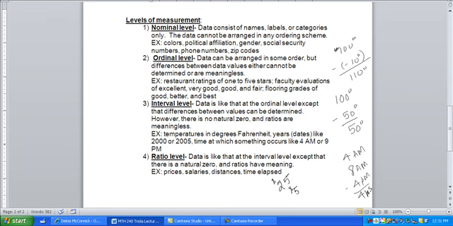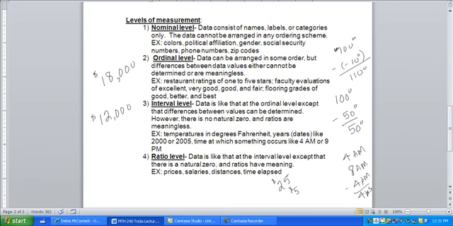Salaries, if someone makes $12,000 and someone else makes $18,000, then the person making $18,000 makes 1.5 times the amount that the $12,000 person makes. Distances would always start at 0, so that would be another example.